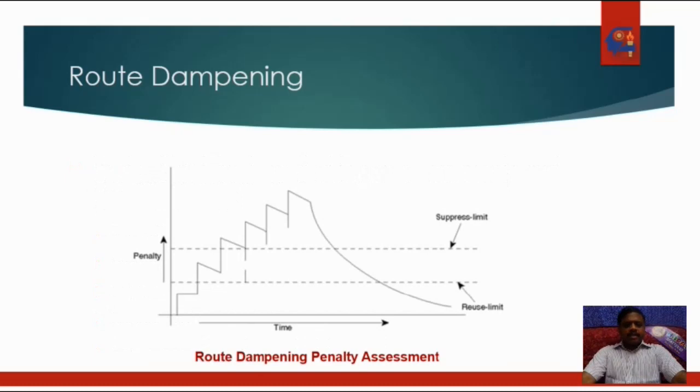The figure shown in this slide illustrates the process of assessing a penalty to a route every time it flaps. The penalty is exponentially decayed according to parameters such as the half-life. The half-life parameter can be changed by the administrator to reflect the oscillation history of a route. A longer half-life might be desirable for a route that has a habit of oscillating frequently. A larger half-life value would cause the penalty to decay more slowly, which translates into a route being suppressed longer.